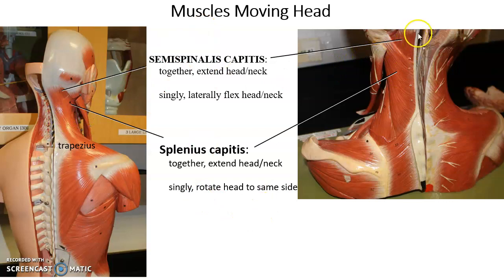Semispinalis capitis, together it helps to extend the head and neck. Singly, it will laterally flex the head or neck, so help to let you rest your head on your shoulder.